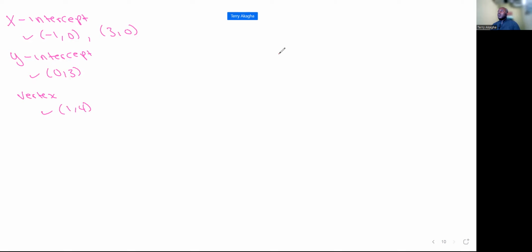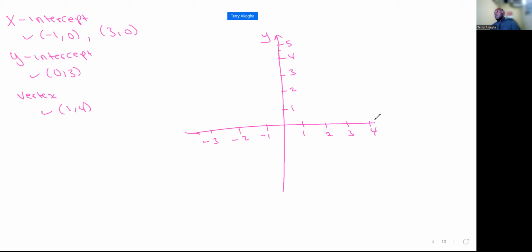So I'm going to draw a graph, okay? So we have, let's say this is 1, 2, 3, 4. And we have minus 1, minus 2, minus 3, okay? And the y, we have 1, 2, 3, 4. Are you seeing it? Maybe we'll add 5 here. So this is the y, and this is the x.